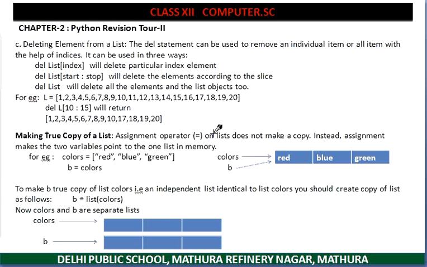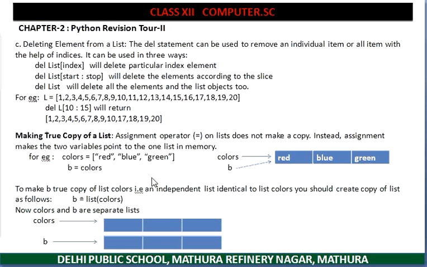Now making a true copy of a list. With the help of the assignment operator you cannot make a true copy, but assignment makes the two variables point to the same memory allocation. So with the help of the assignment operator you cannot make a true copy.